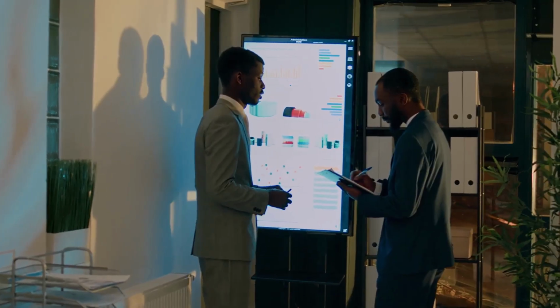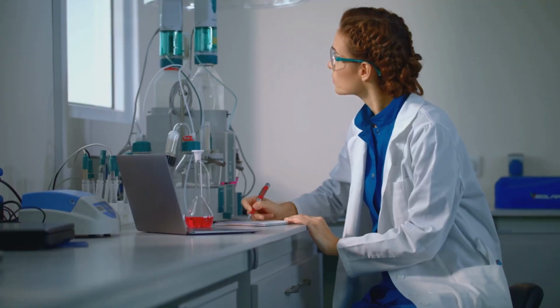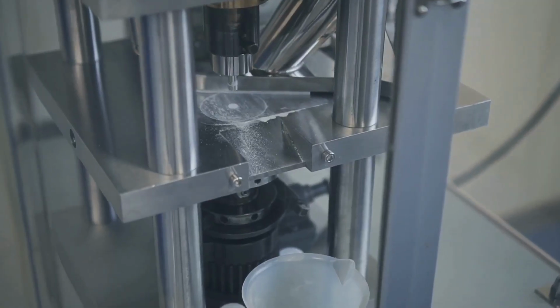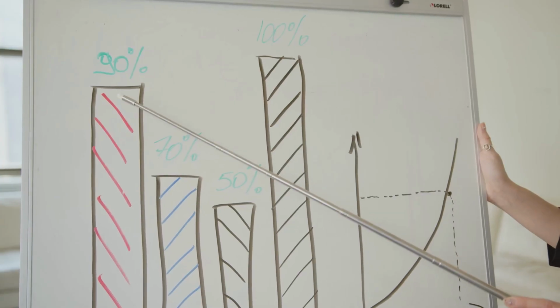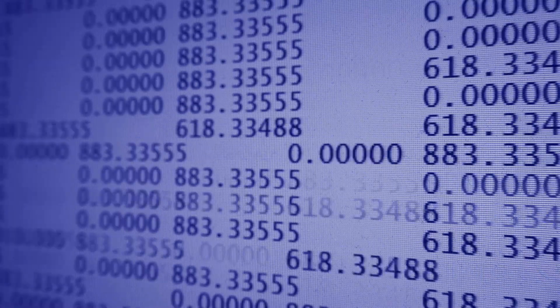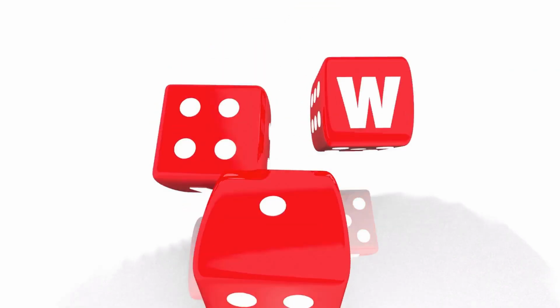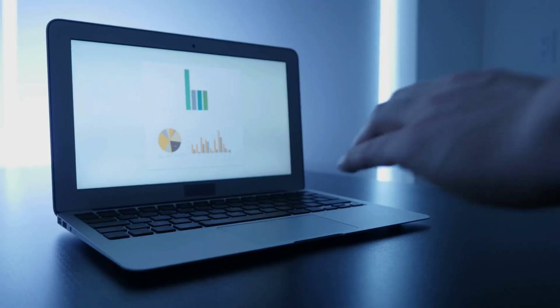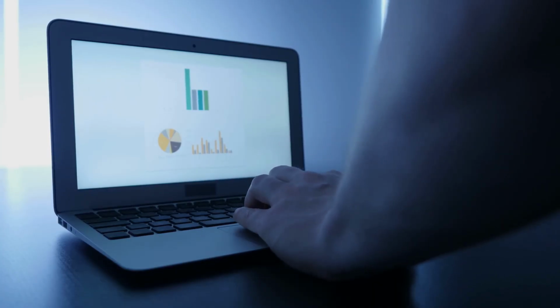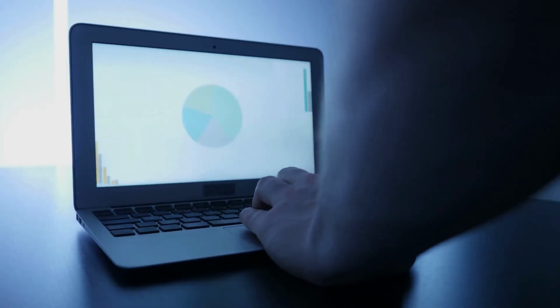Now, let's unlock hypothesis tests, the heart of data-driven decisions. A hypothesis is just a claim you want to test, like, this new material is stronger. The null hypothesis says there's no difference. The alternative says there is. Your data is the evidence. The test gives you a p-value, the probability your results happened by chance. If the p-value is less than 0.05, you have strong evidence to reject the null.